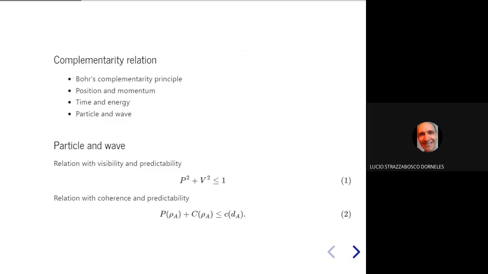So in equations, you have the maximum value of 1. When the system is pure, you have the equality. You can make the same idea with this other relation where P stands again for predictability, which gives us the particle behavior, and C stands for the coherence.